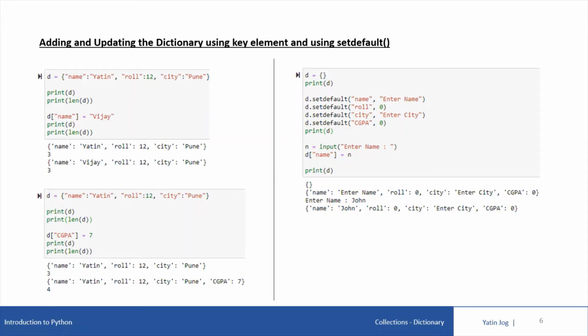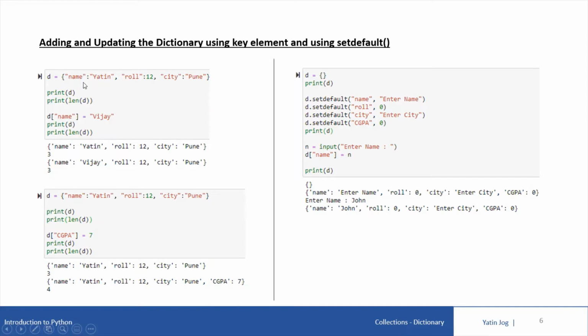Adding and updating the dictionary using key elements or using the setdefault method. So look at this first code. I'm declaring a dictionary object with three key value pairs: name Yatin, role 12, city Pune. If I say print D and length of D, it will print the whole dictionary on the screen, and the length is 3 because we have 3 keys in my dictionary.